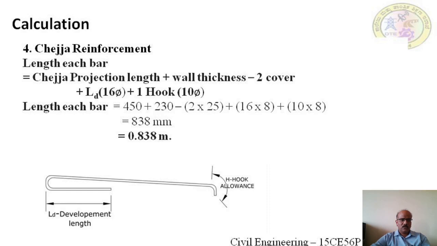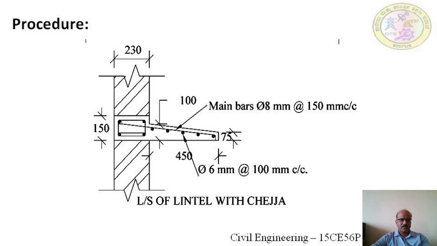We can refer to the structural drawing here. The Chaja projection is 450 mm. To this 450 mm, we need to add the width of the lintel, that is 230. In that we need to deduct 2 covers, one in the lintel and the other in the Chaja. Plus we need to add the extra length, that is the development length, 16 times the diameter, and 1 hook allowance at the end we need to provide.